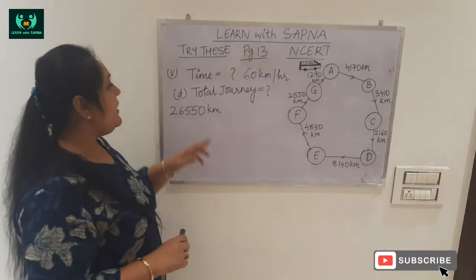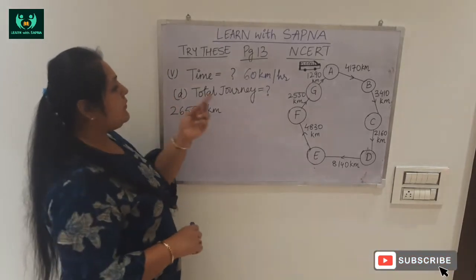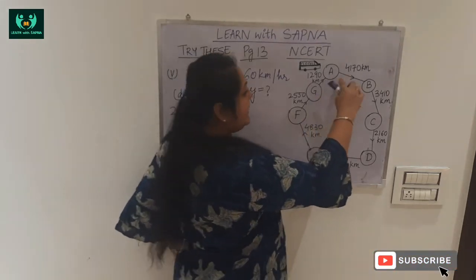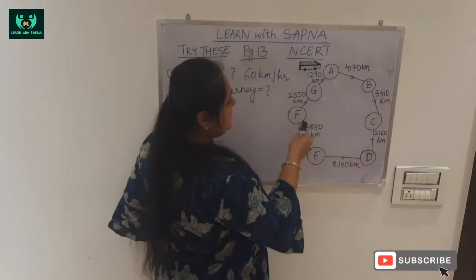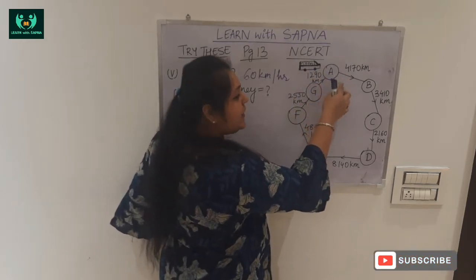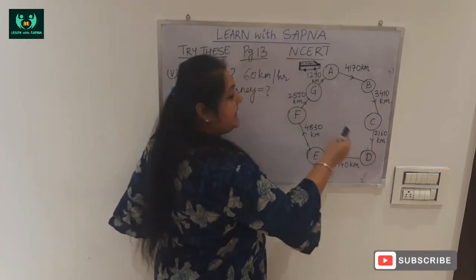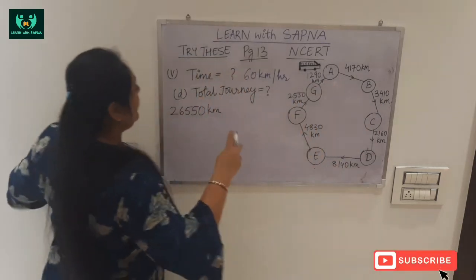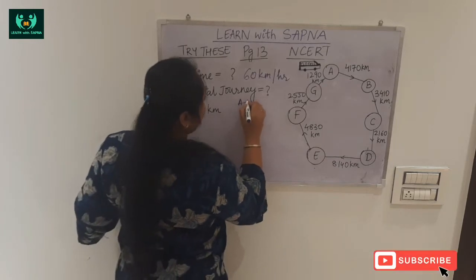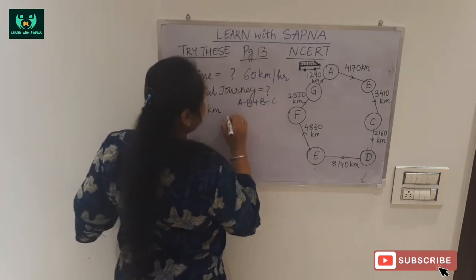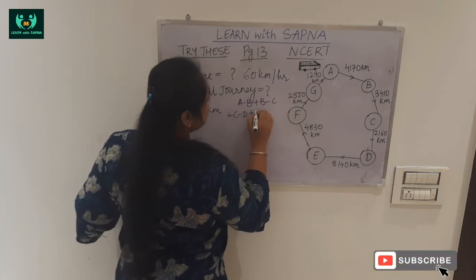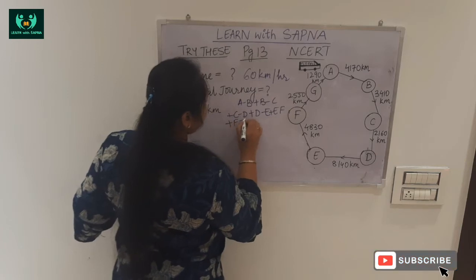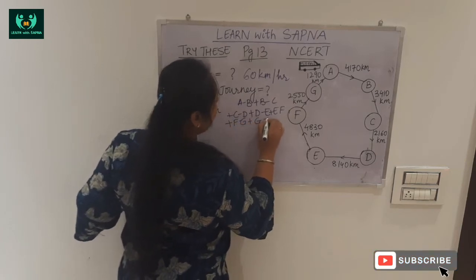Last part of this question, it says we have to find the time calculated for the total journey. What do we mean by total journey? The bus started from A, it moved to B, C, D, E, F, G and then comes back to A. So this is the total journey. It started from A, it ended at A. So what is the total journey? A to B plus B to C plus C to D plus D to E plus E to F plus F to G plus G back to A.